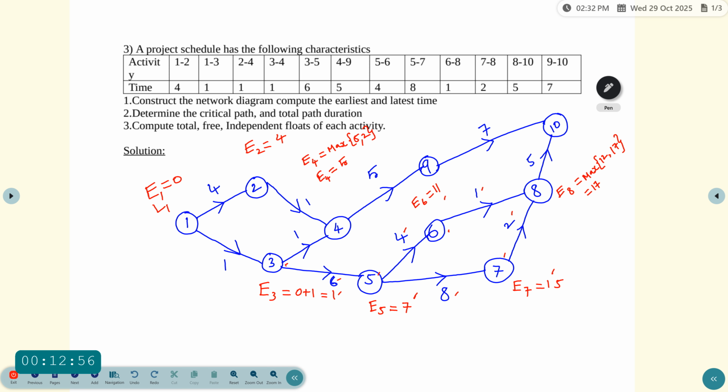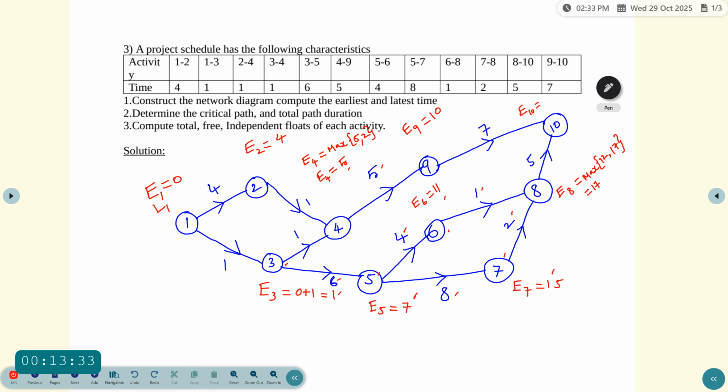And then next one 9. So ninth event is there. So using the letter E9 which is equal to, there is only one event that comes, which is 4. So E4 equal to 5 and then adding with the duration 5, 5 plus 5 equal to 10. And then last event which is 10, denote the letter E10.